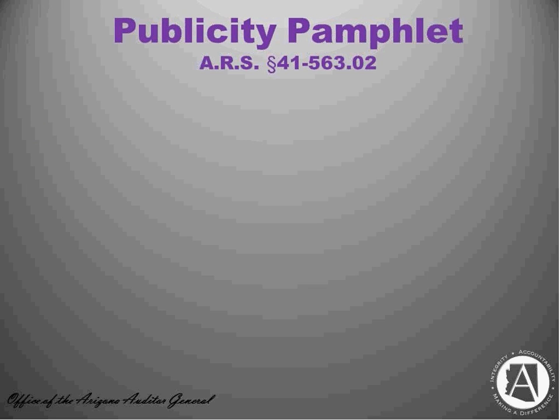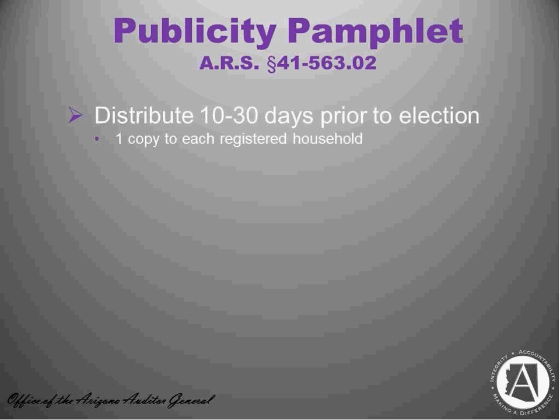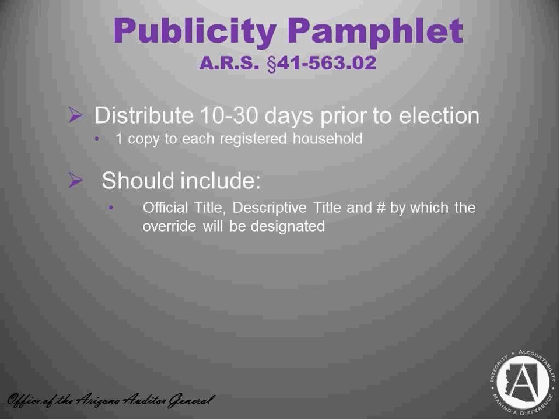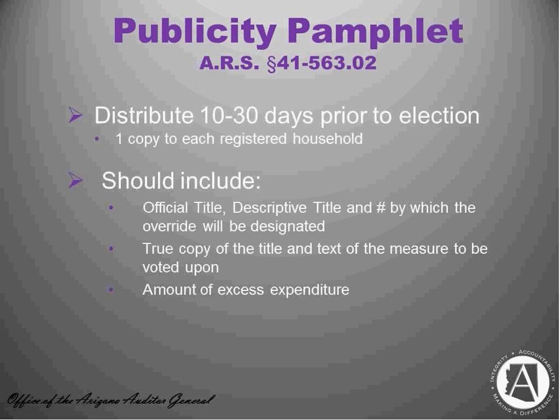10 to 30 days prior to a one-time override election, the governing board shall distribute a publicity pamphlet to each household containing a registered voter within the applicable political subdivision. The pamphlet should contain detailed information regarding the excess expenditure that is subject to a vote of the people. Specific to the one-time override, information provided should include the form in which the one-time override will appear on the ballot, including the official title, descriptive title, and the number by which the override will be designated. A true copy of the title and text of the measure to be voted upon in the form in which the measure will appear on the ballot.